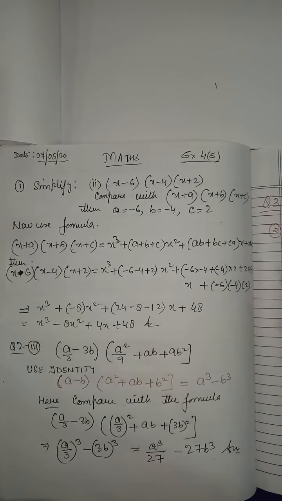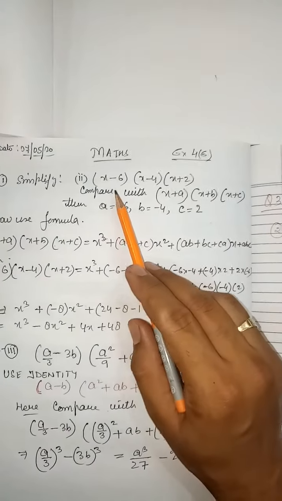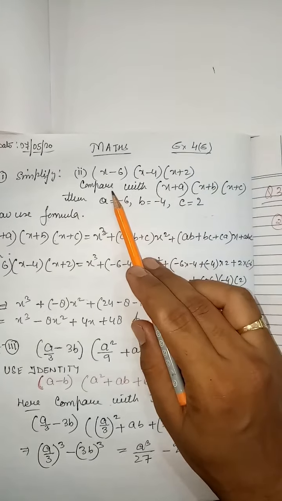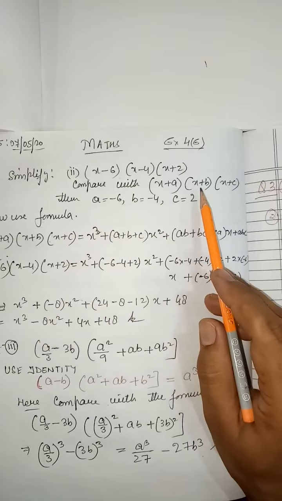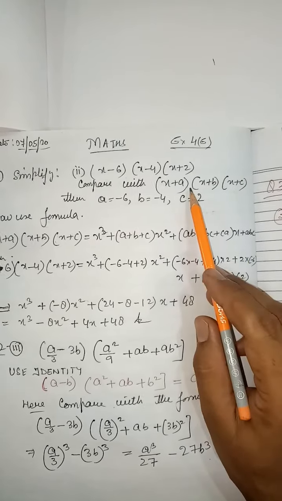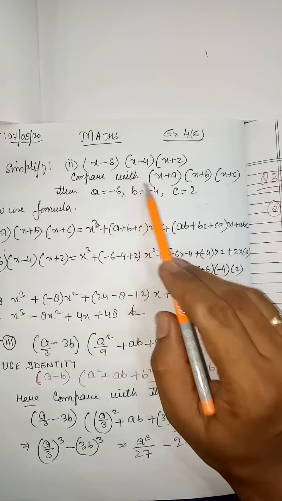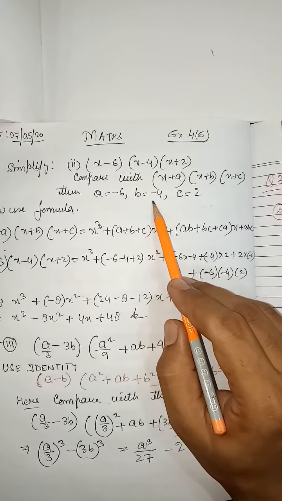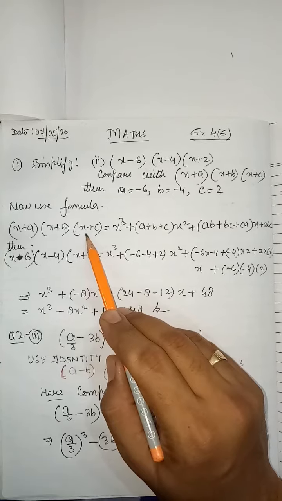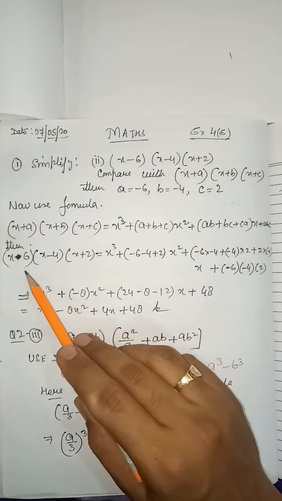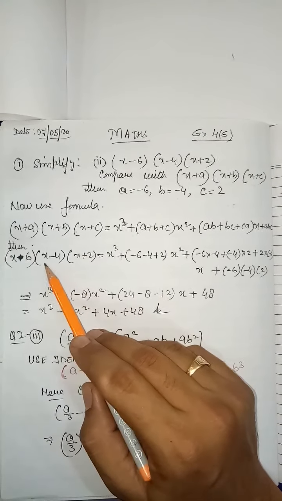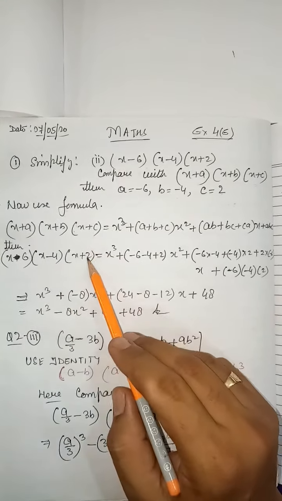Now we start the first question, second part. The question is (x - 6) into (x - 4) into (x + 2). Let us suppose we compare with this equation (x + a)(x + b)(x + c), that we know the formula. So compare with it. The value of a is minus 6, the value of b is minus 4 and the value of c is 2. Now write down the formula and substitute the value. A is equal to minus 6, so x minus 6, b is equal to minus 4, so x minus 4 and c is equal to 2.